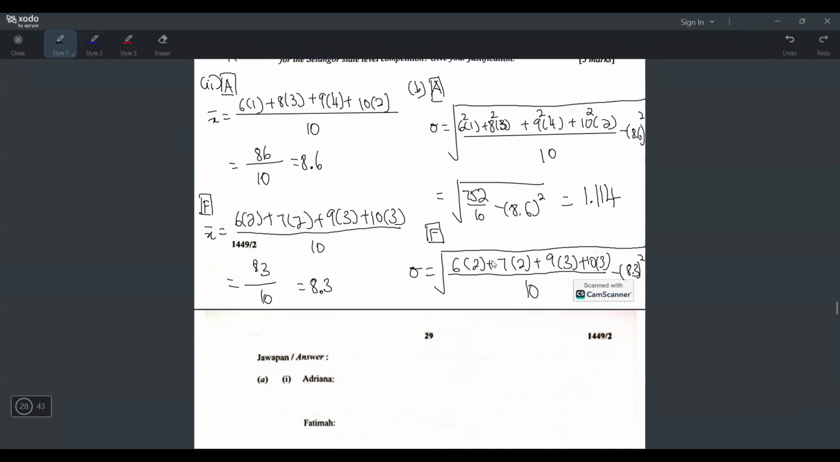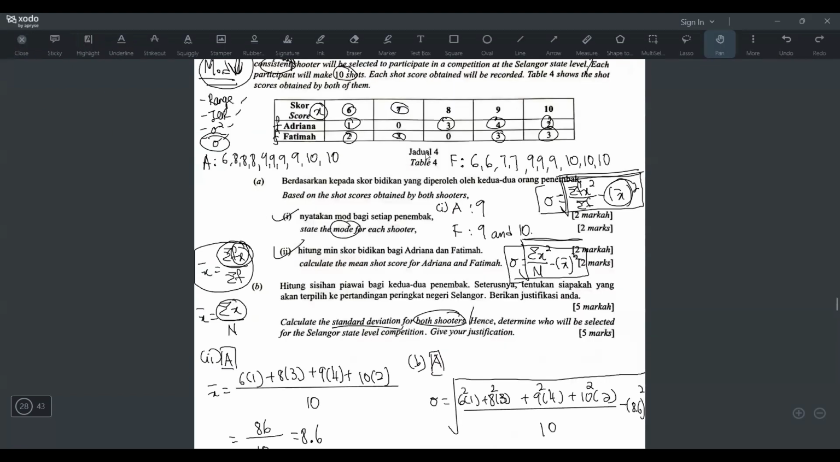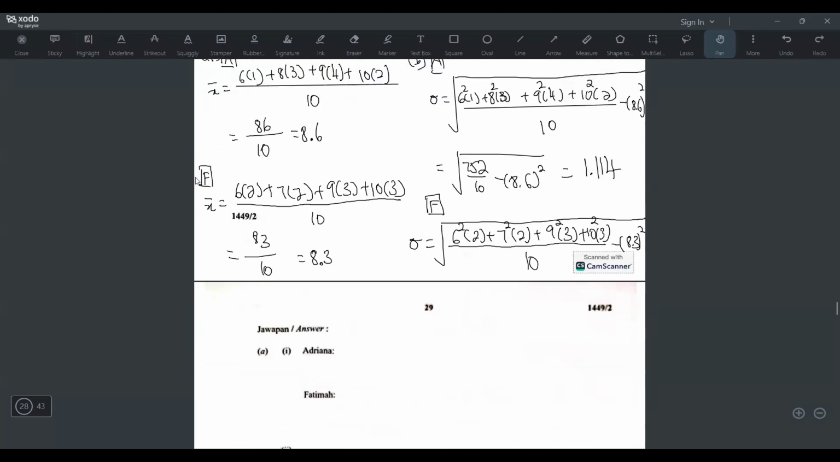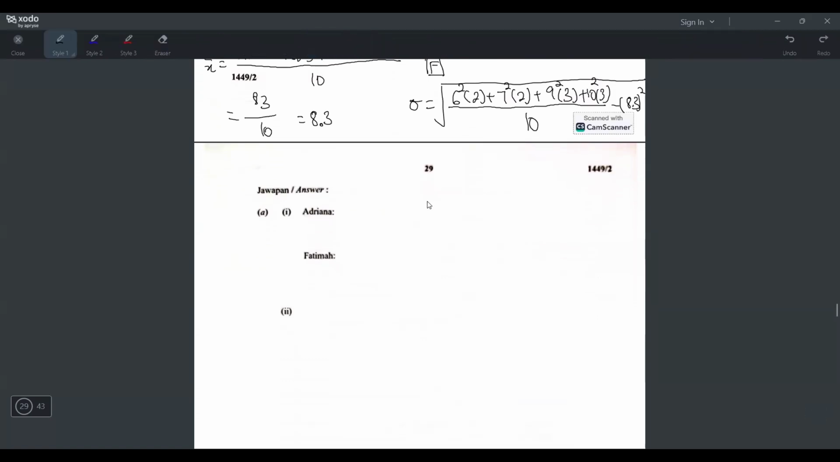So remember, never put it at the frequency, always put it at the data, the x. So in this case, it's 6, 7, 9, 10. Just remember the frequency has no square. You see where I put the square, it's not the f. The f has no square, the x is what gets squared. So frequency, don't square.